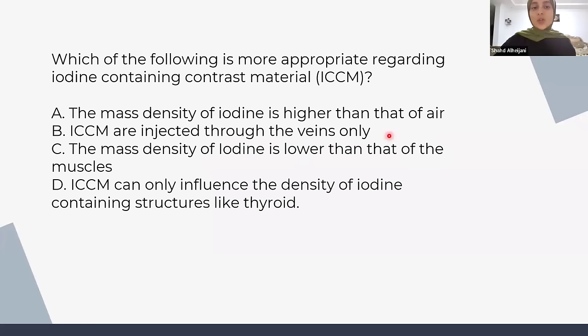Which of the following is more appropriate regarding iodine containing contrast material? We got the A's. The correct answer is A, because we said the mass density of iodine will be close to 4. And then the various tissues, we have the muscles, for example, at 1, the air will be lower, the fat will be a bit higher than air and so on. But the mass density of iodine is much higher. It's a contrast material that's used to visualize the structures, so the mass density will be much higher.